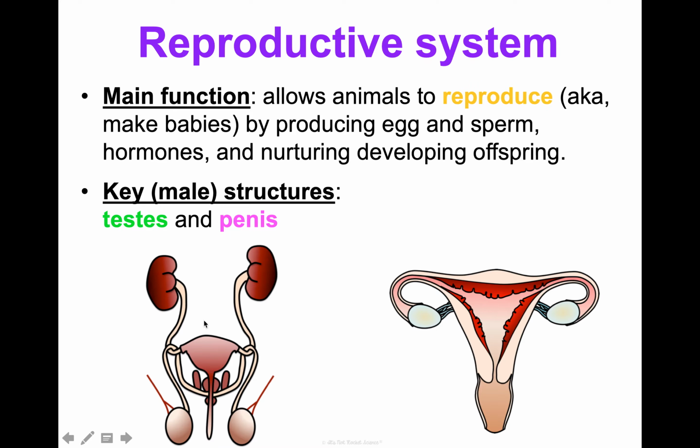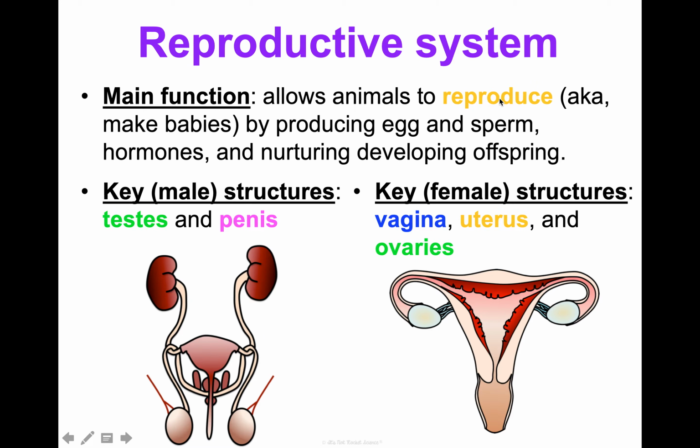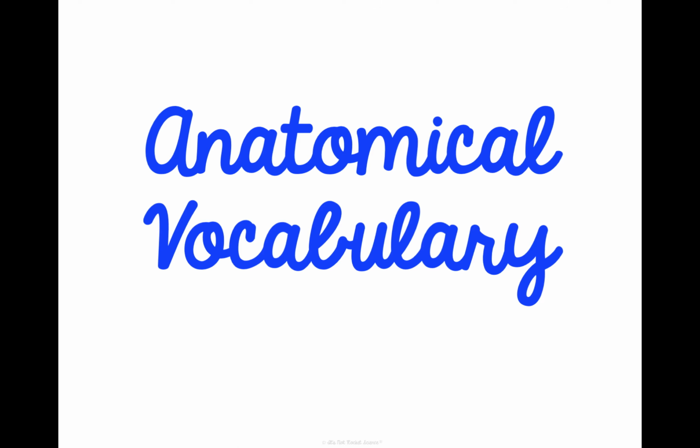So we'll really have to look at the whole male reproductive system, which mainly includes the testes and penis. And then we'll also look at the female, of course, too. Vagina, uterus, ovaries, all of that jazz. And so we're going to move on now in the notes to anatomical terminology and vocabulary.